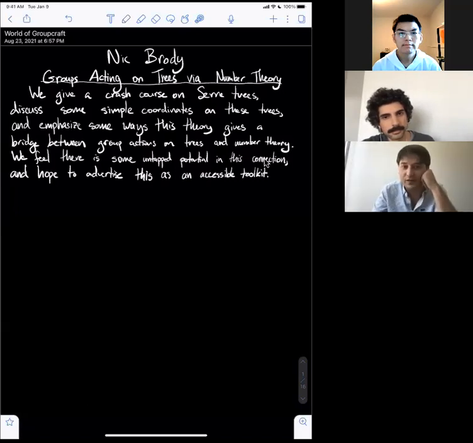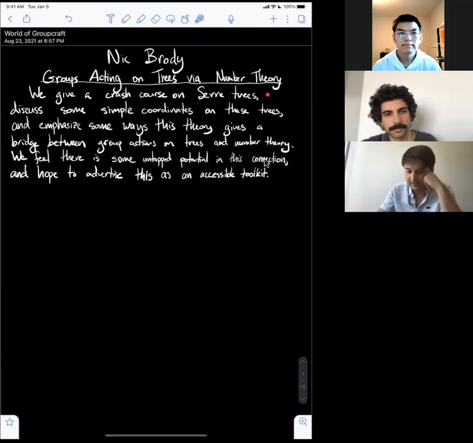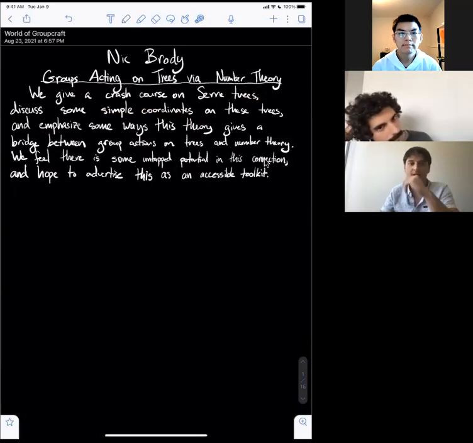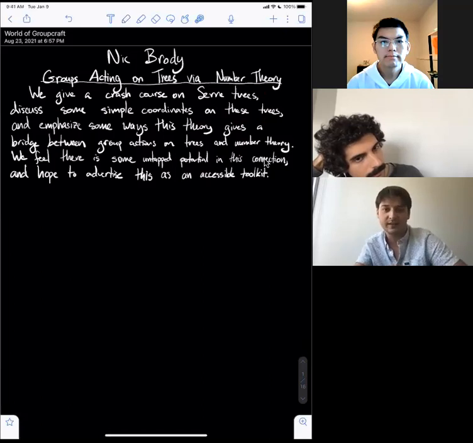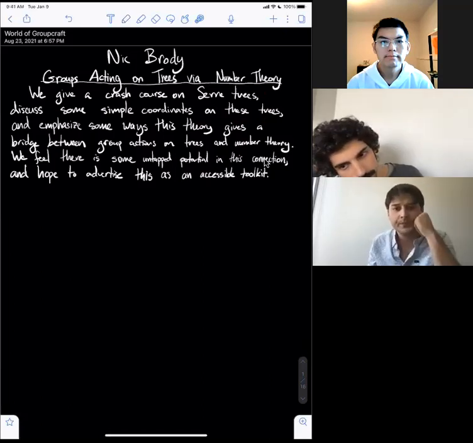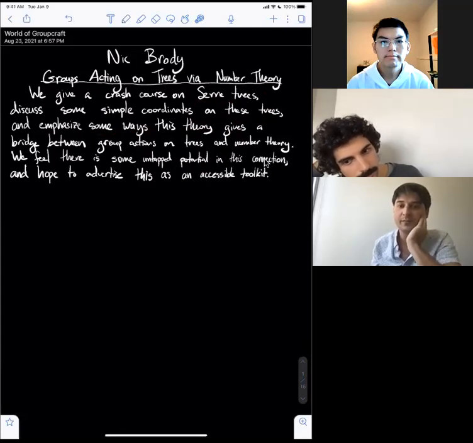So I'll be talking about groups acting on trees. In a way, this is kind of an advertisement of a toolkit. We're going to discuss Serre trees, and then discuss some simple coordinates on these trees. I think a lot of people have thought about these in the more general sense, but don't really know how to get down to it and do computations. We'll discuss some ways that Serre's theory gives a bridge between group actions on trees on the one hand and number theory on the other.